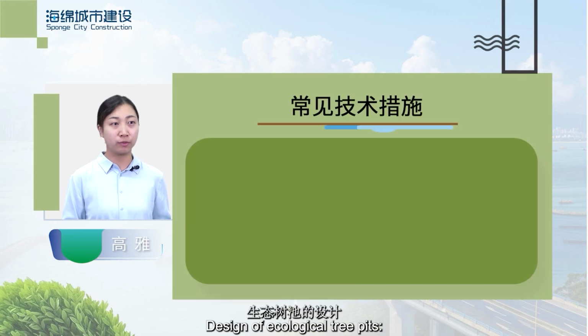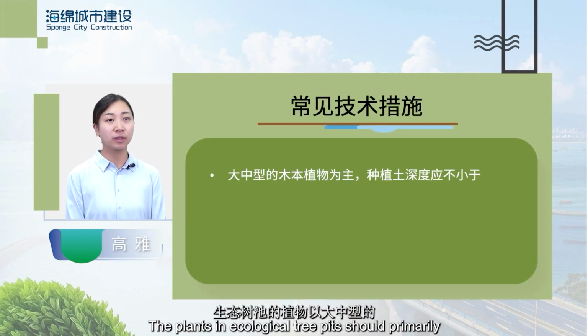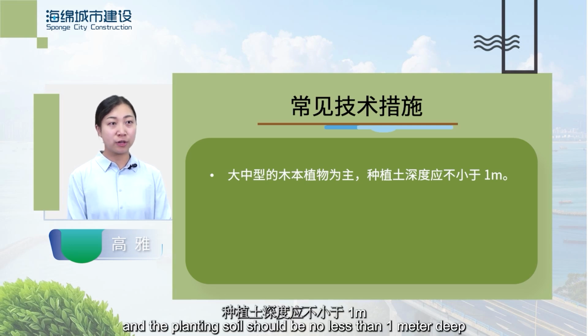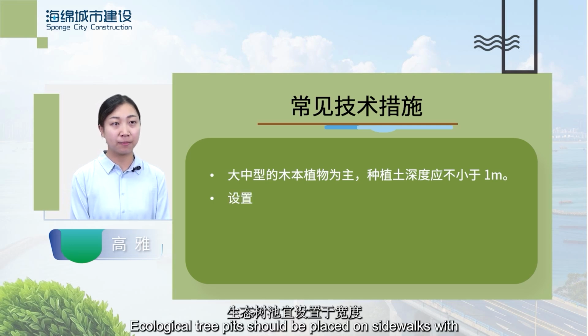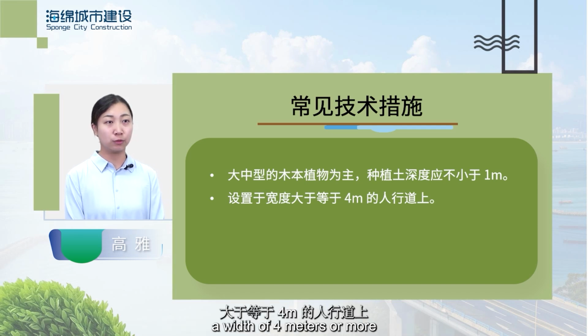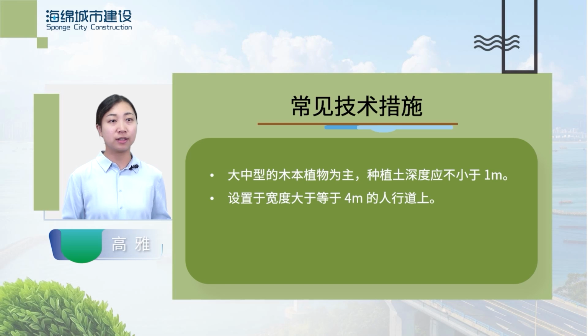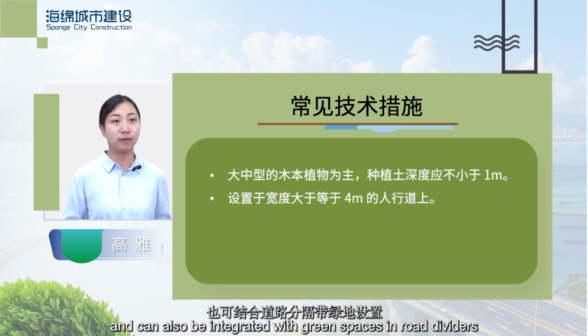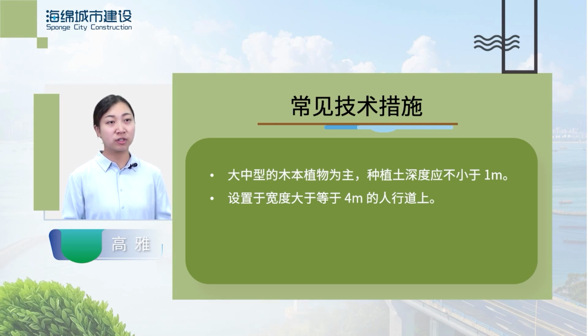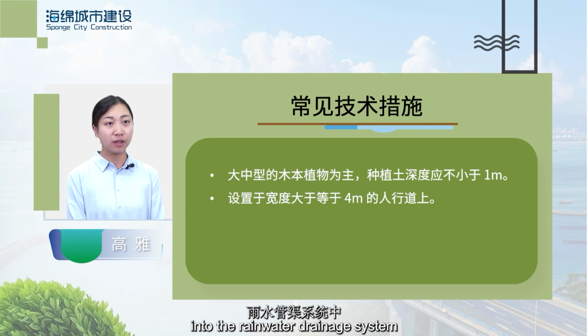Design of ecological tree pits. The plants in ecological tree pits should primarily be medium to large woody plants, and the planting soil should be no less than 1 meter deep. Ecological tree pits should be placed on sidewalks with a width of 4 meters or more, and can also be integrated with green spaces in road dividers. Overflow and runoff rainwater should be discharged into the rainwater drainage system.